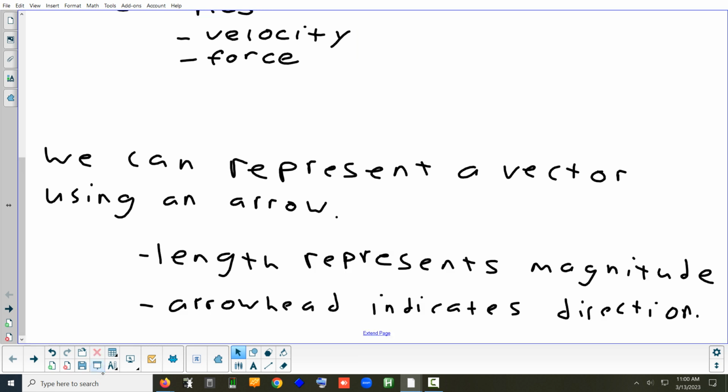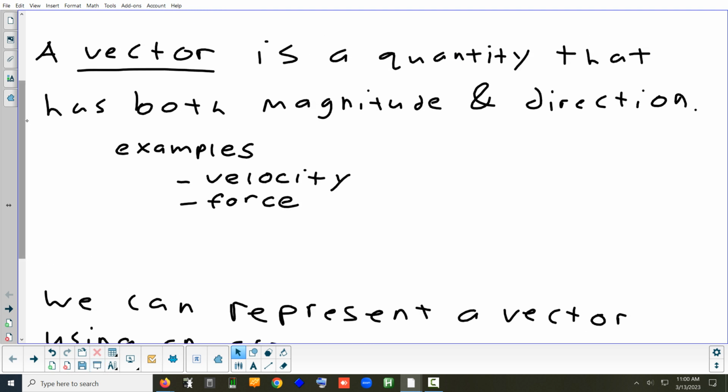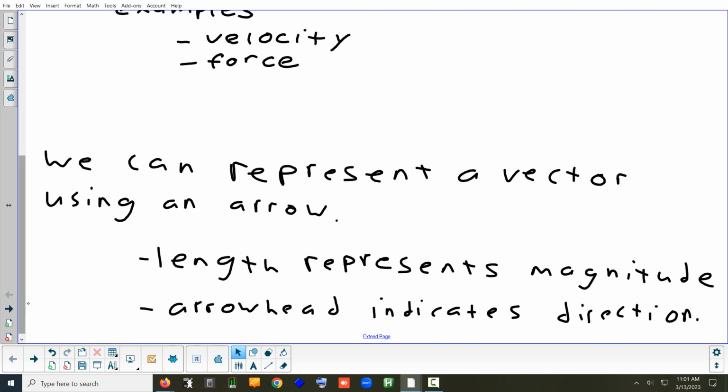So when you draw an arrow that represents a vector, that arrow has to represent both parts of the vector, the magnitude and the direction. Well, direction is pretty simple. That's built right into an arrow. Whatever way your arrow is pointing, there's the direction. But how are we going to represent the magnitude? The way we're going to do that is the length of the arrow.